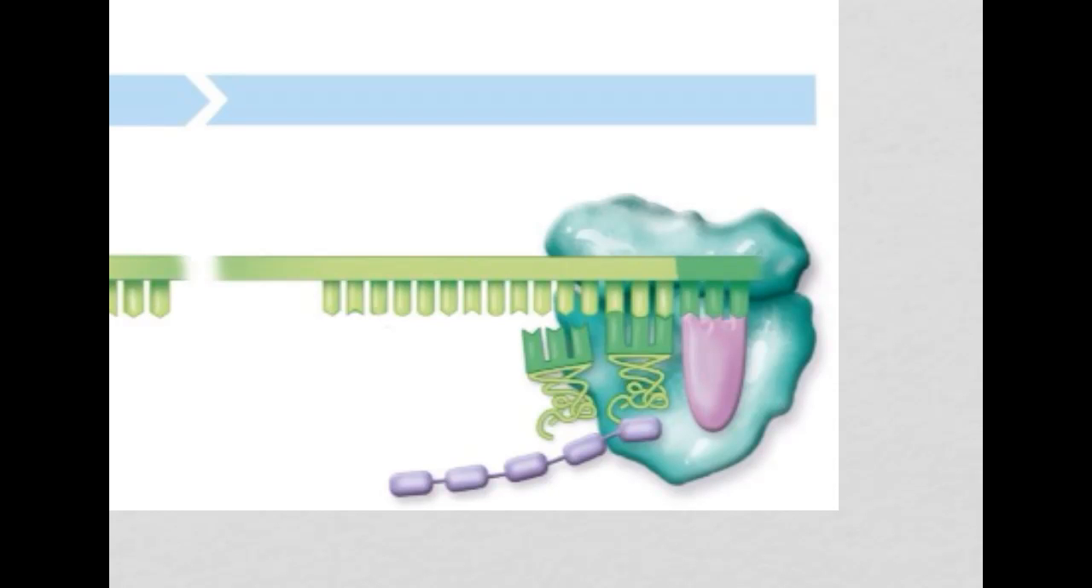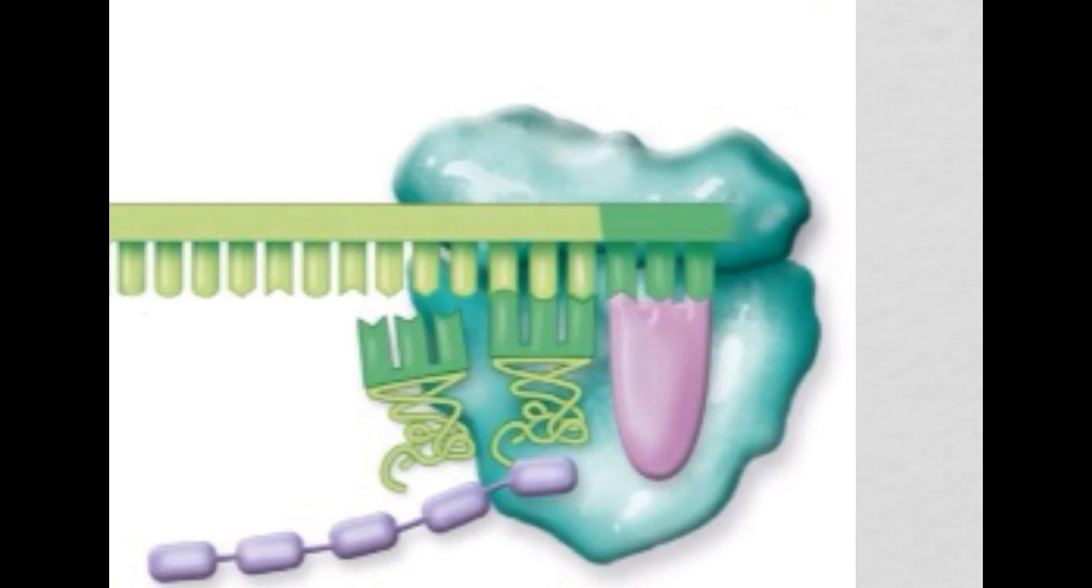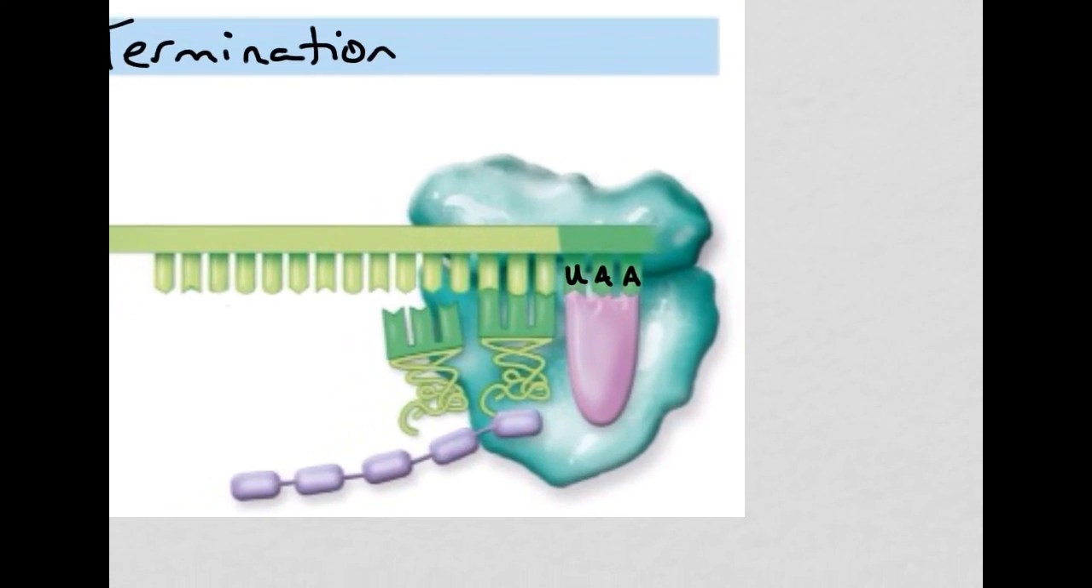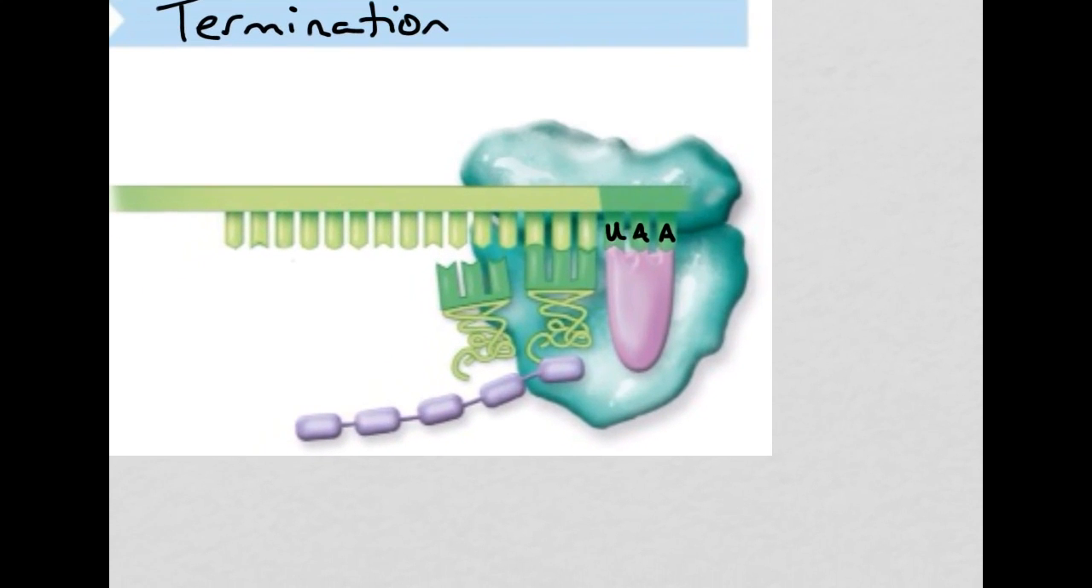So this process is going to keep going until termination. Termination means to stop. So how would this end? Okay, it ends, and it is released from the ribosome, because of this sequence here. So the last sequence that happens to be on our mRNA strand happens to be UAA. Okay, and all along the way we've added those amino acids. Now we get to one that's UAA, and there's no tRNA for this.